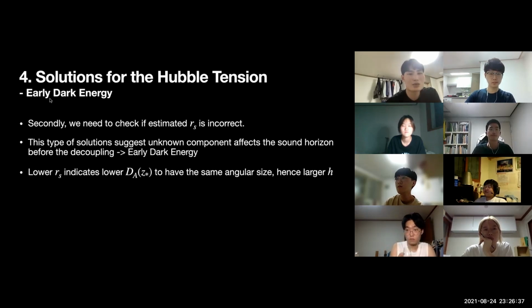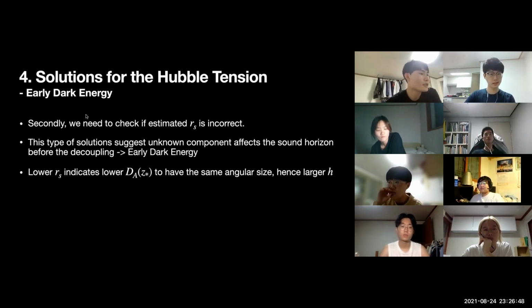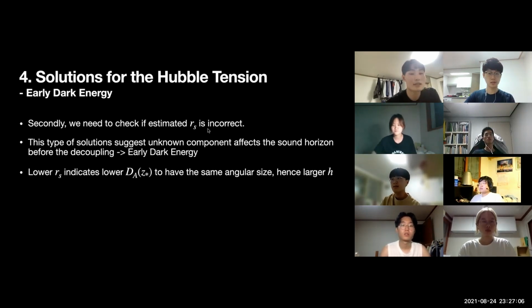So light dark energy seems not to be able to solve the Hubble tension. The second theory is early dark energy. In this theory, we check the possibility that the estimated value of the sound horizon is incorrect. Especially, a lower sound horizon indicates a lower angular distance to the decoupling, because to have the same angular size on the sky with a lower sound horizon, the distance to the decoupling should be lower, and this means the expansion rate is higher than we expected.